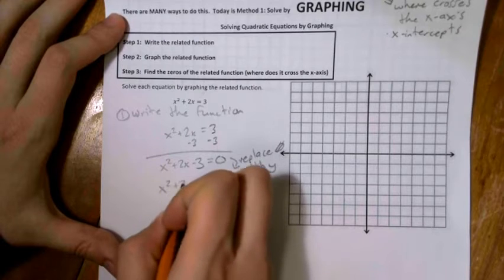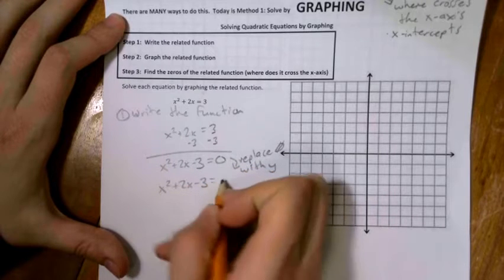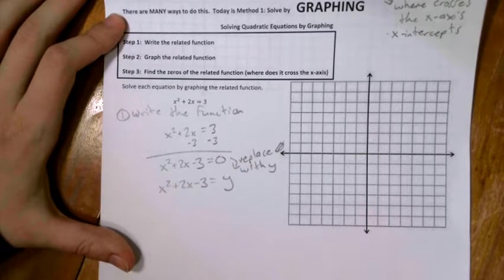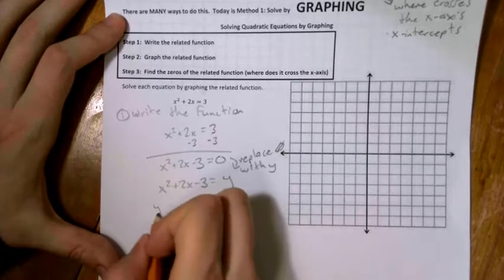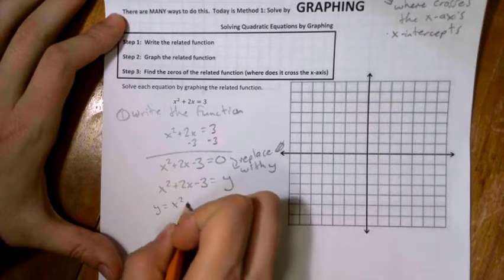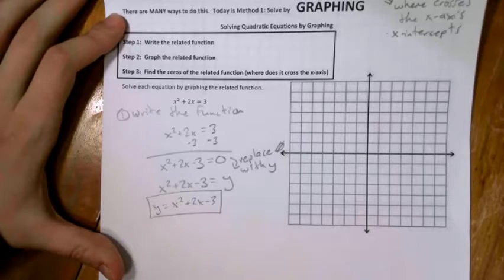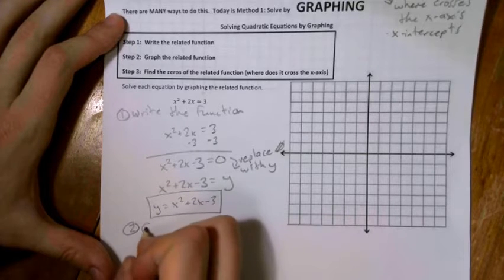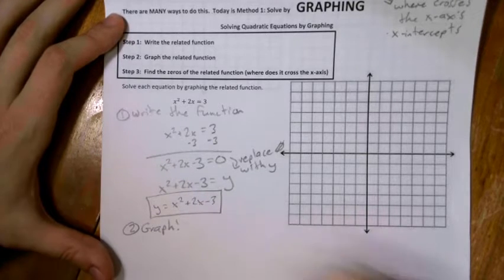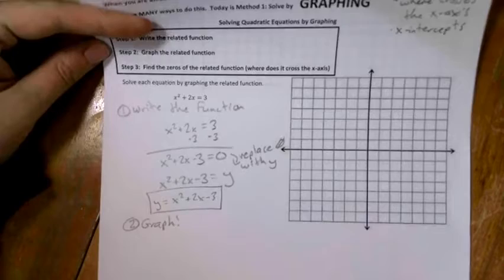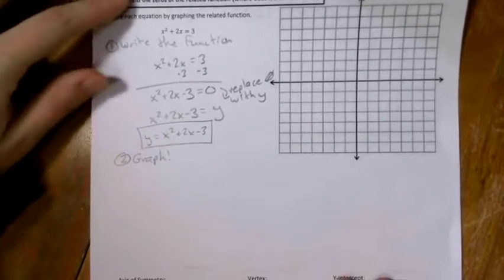So x squared plus 2x minus 3 equals y. I'm just replacing the 0 with y. So our function is y equals x squared plus 2x minus 3. That is our function. The second step, we need to graph. Well, in order to graph, I have to know some things.